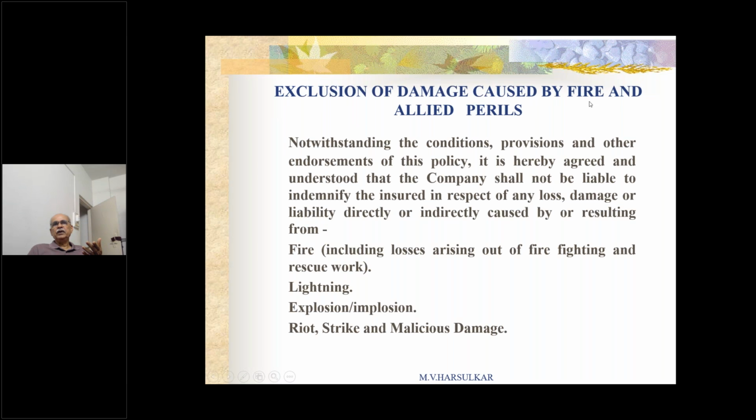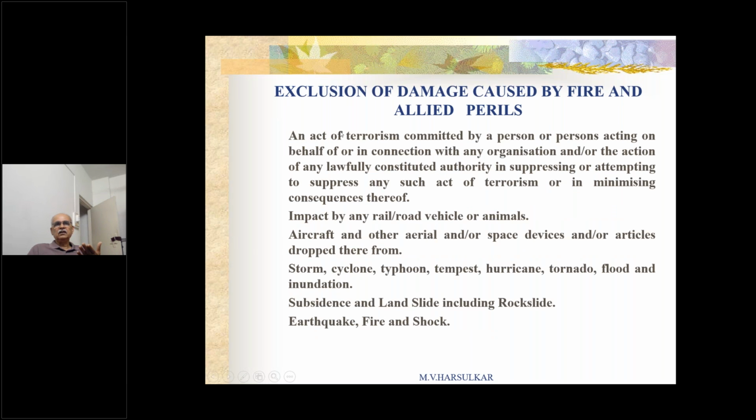Then exclusion of damage caused by fire and allied perils. If you see these perils, they are as per the fire policy earlier. Most of the perils are the same, but this terrorism. When this was introduced, terrorism was part of the standard policy. Afterwards, it is an add-on cover now. Still, it is mentioned here like that. In the electronic policy, otherwise also, terrorism is excluded, but again repeated here.